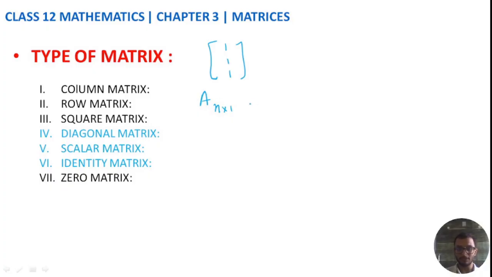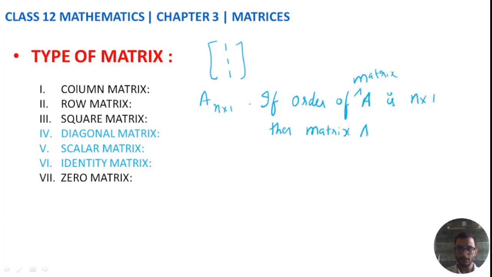For column matrix I am writing the definition. From the next I will just say it verbally. If the order of matrix A is n cross 1, then matrix A is a column matrix. Okay, you got it, what is a column matrix?